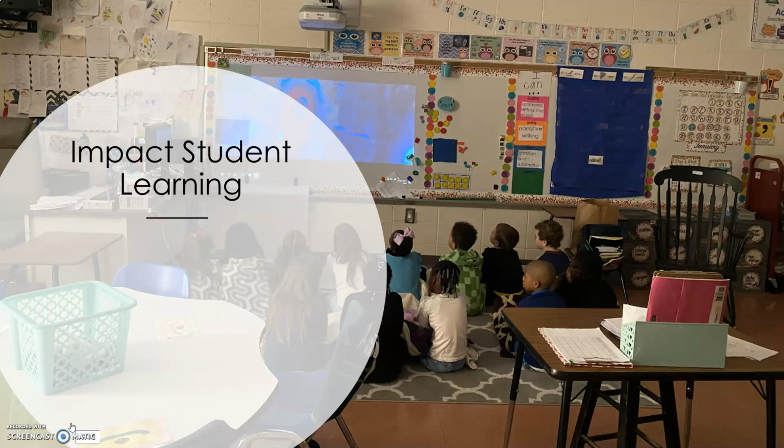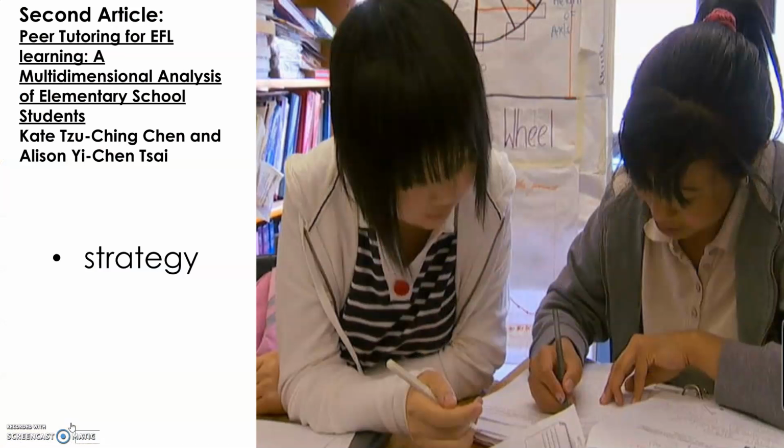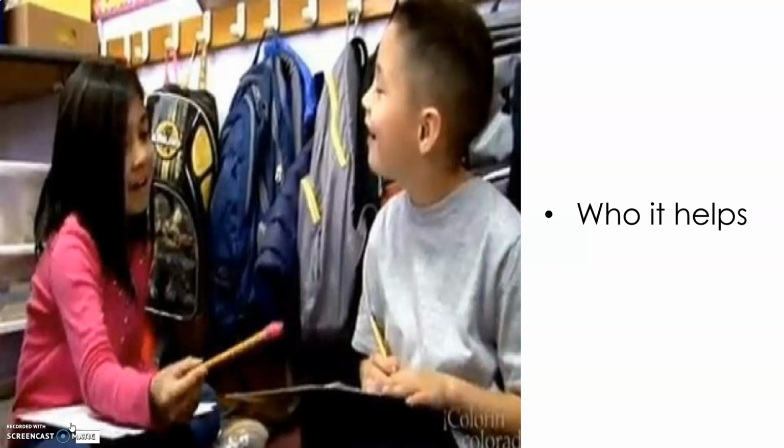In my second article, Peer Tutoring for EFL Learning, which is English as a Foreign Language, they describe the strategy as a teaching method that has been adapted by teachers in a variety of academic areas such as ESL, EFL, and mathematics. Numerous studies define peer tutoring as a way of having students who are learning well help those who are having difficulty. Slower learners are provided with the chance for one-on-one tutoring. In addition, tutees are less intimidated by peer tutors than by adults.